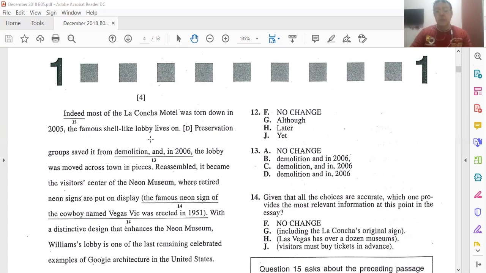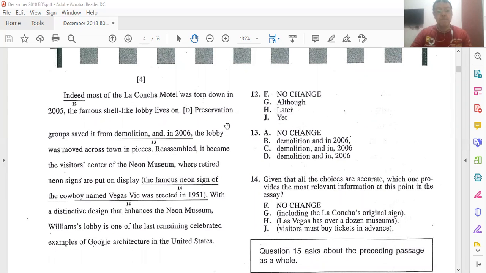So the best way to express this contradiction is either by using "although," which is G, or we could also say something like "however," which is not here. So the best choice is "although." "Indeed" doesn't carry that meaning. So the best choice for 12 is "although."